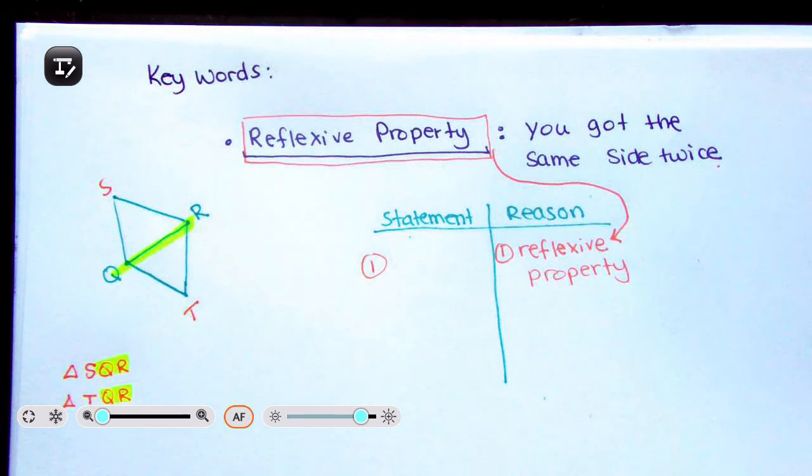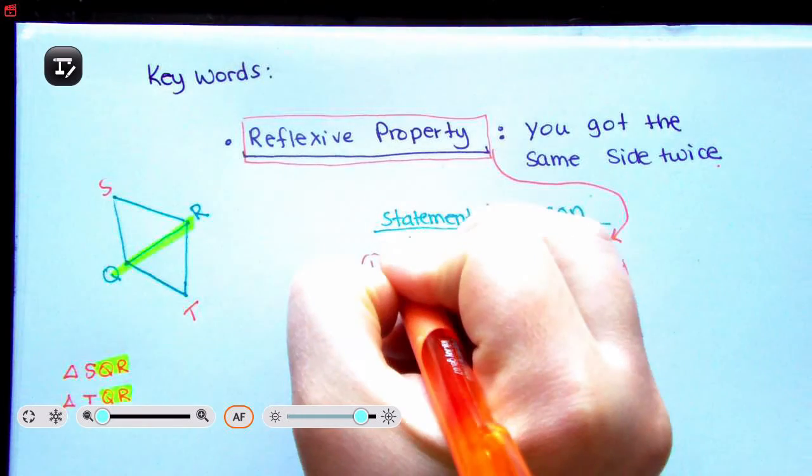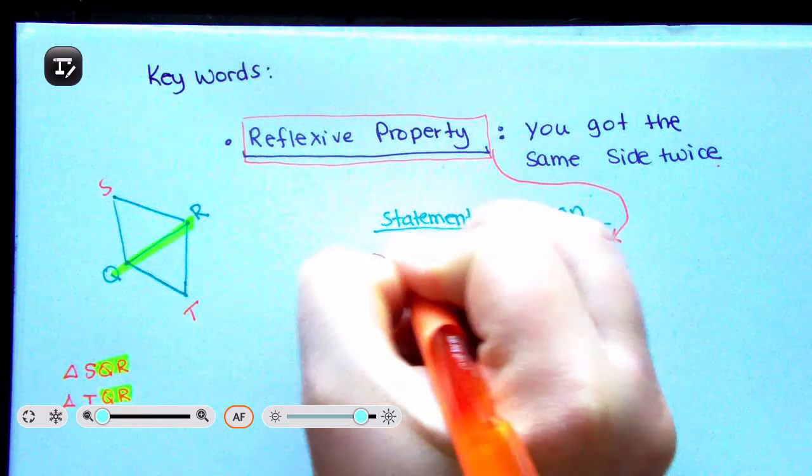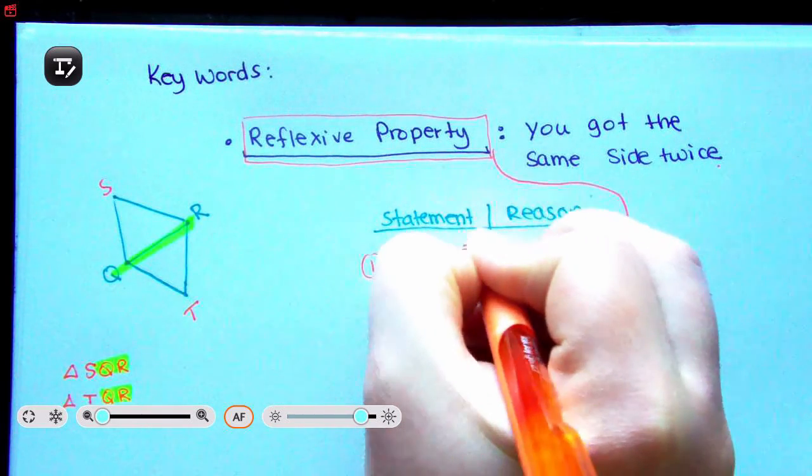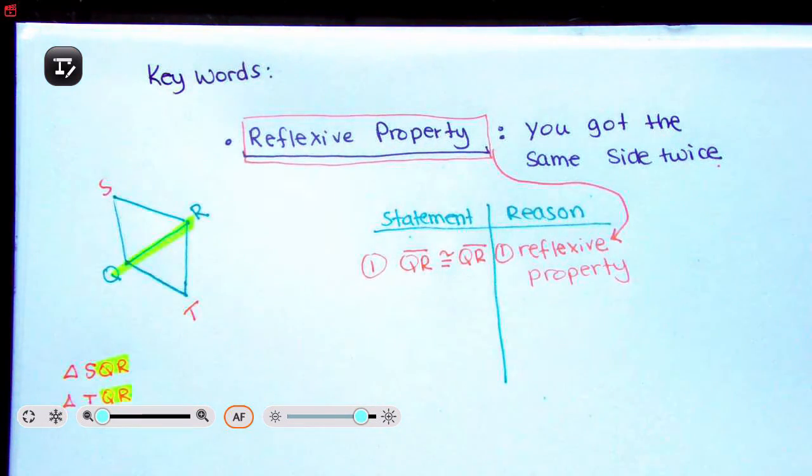So how do we write that? Well, if you have the same side twice, what do we know about its measure? It's the same side, so it's the same measure. So you're going to write QR segment is congruent to QR. It's the same thing. Well, how do you know? You can't just write that it's the same thing. You have to give it a mathematical reason. And the mathematical reason is that it's called a reflexive property.